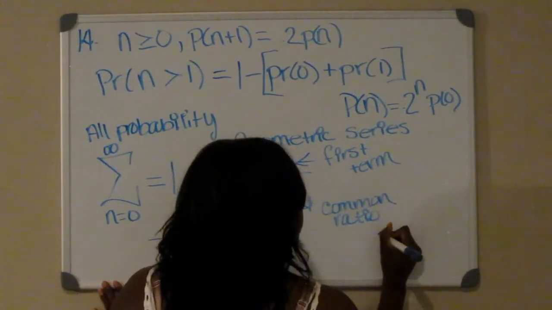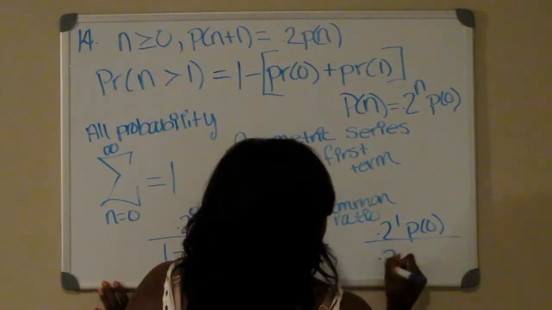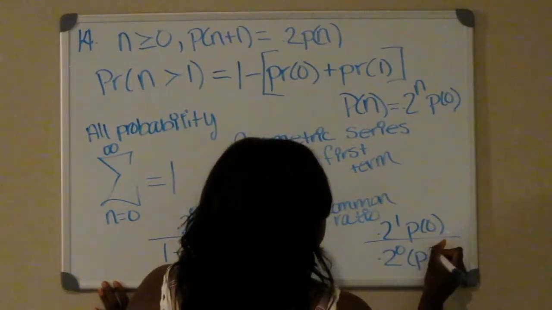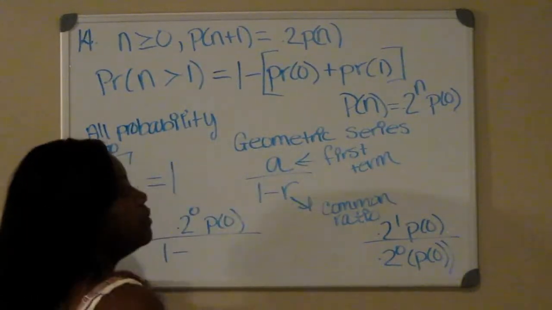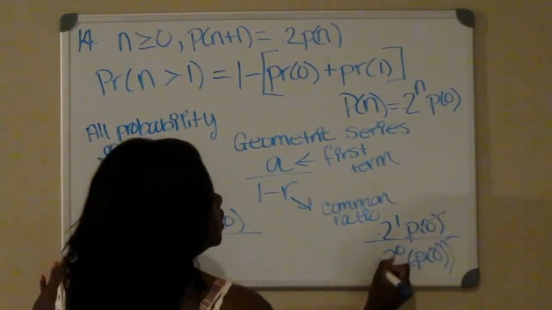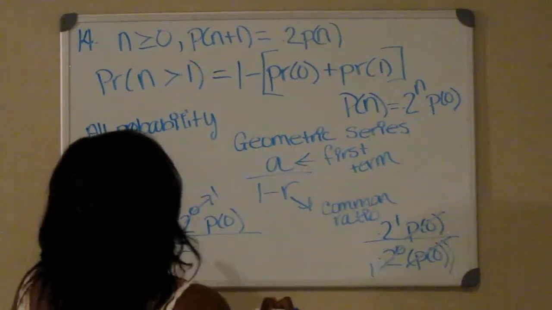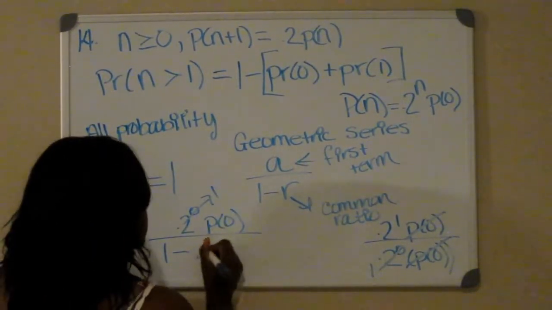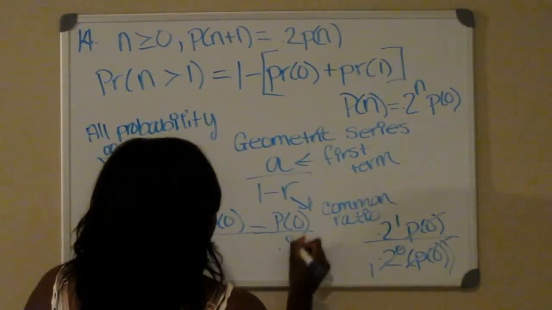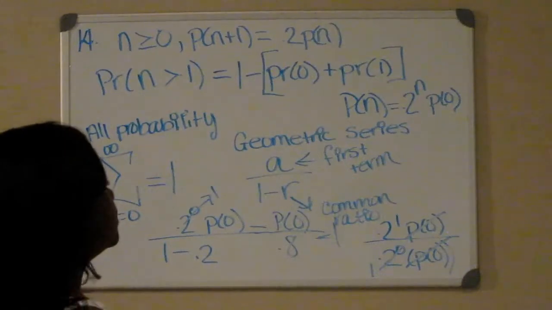the second term, 0.2 to the 1 times the probability of 0, over 0.2 to the 0 times the probability of 0. Does that look right to everybody? These are crossed off and we got 0.2 to the 1, because 0.2 to the 0 obviously gives us a 1. So here, this is a 1. 1 minus 0.2, which equals the probability of 0 over 0.8 equals 1. Yay! This is starting to go somewhere.